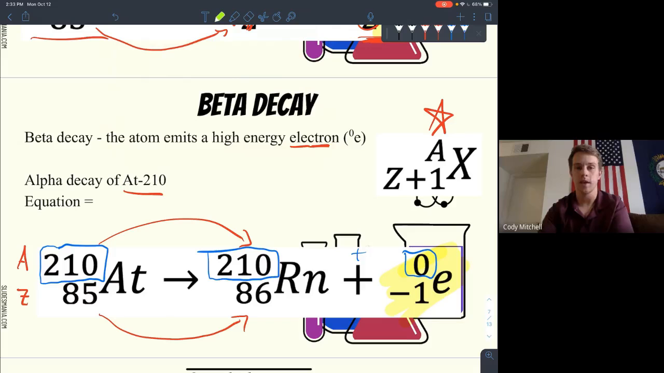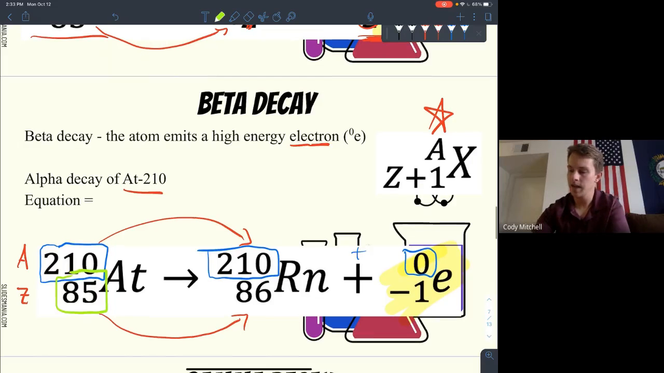On the bottom, the same thing has to be true. The bottom number on the left has to equal the bottom numbers on the right. So I've got 85 on the left, and then I've got 86 plus -1. Well, 86 plus -1 is the same thing as 86 minus 1, which is 85. So this checks out. This is the correct equation for a beta decay. Let's actually go back to alpha decay and see if this is true.